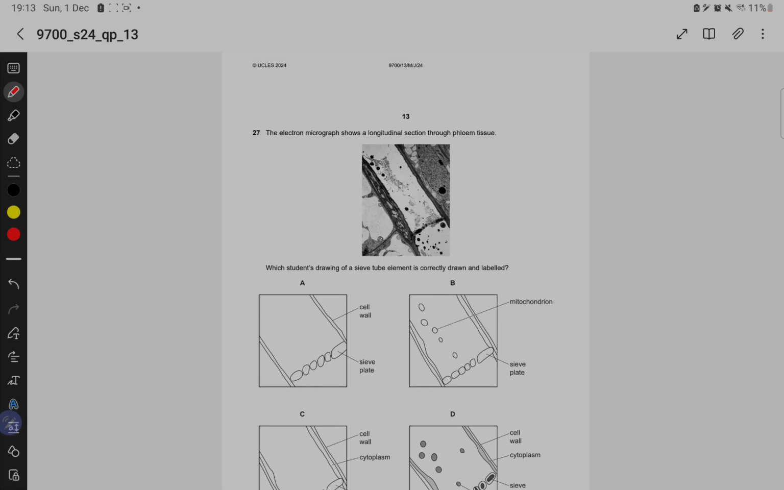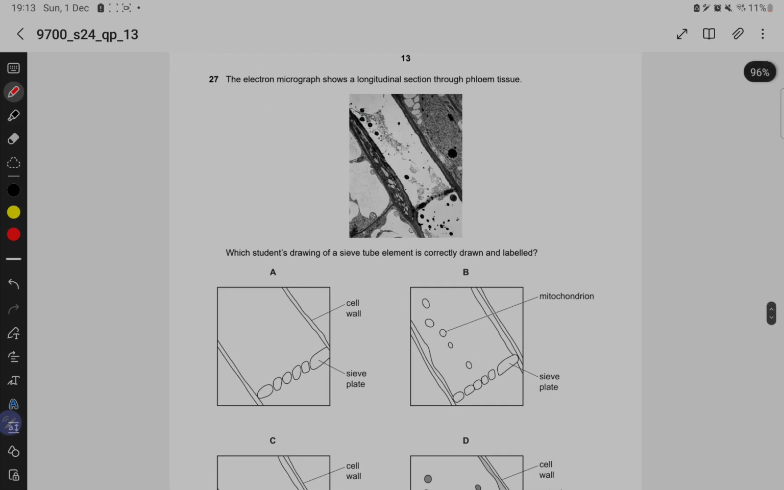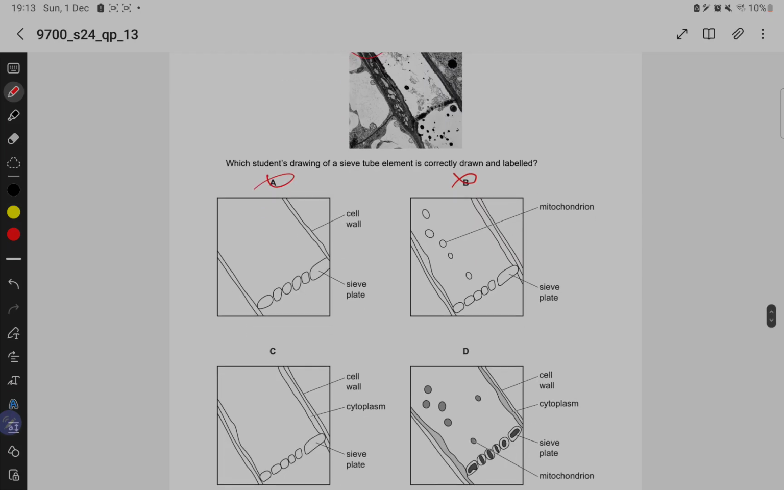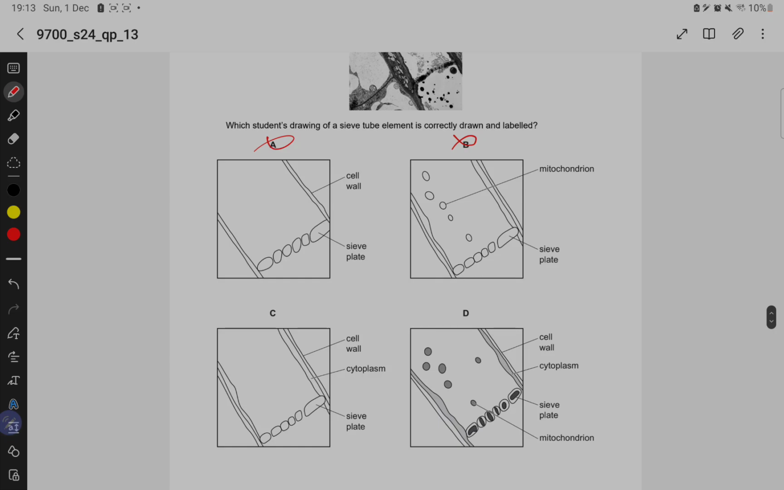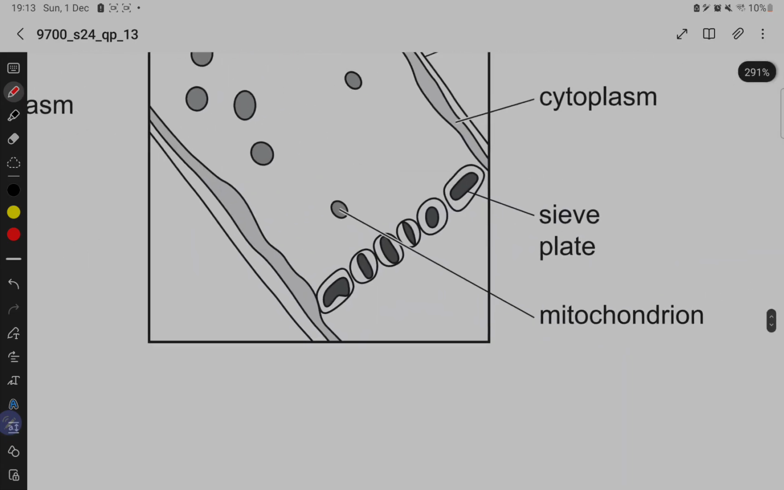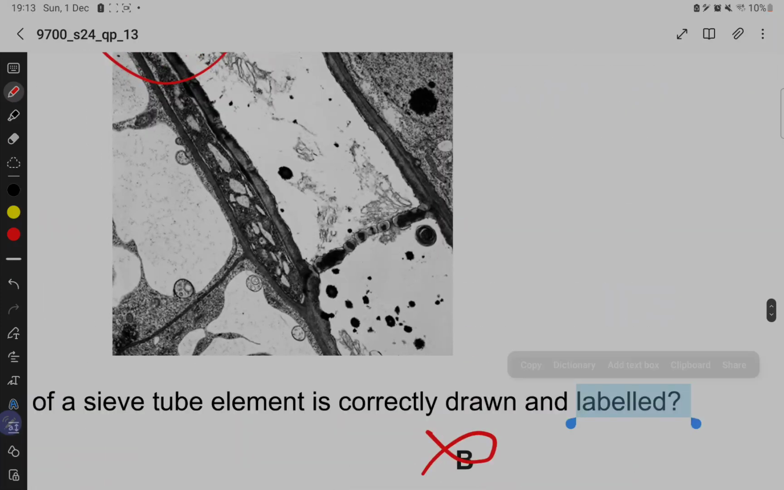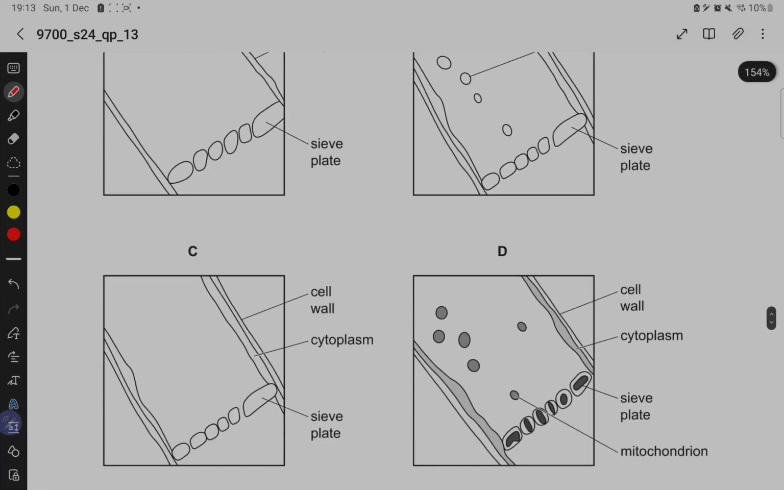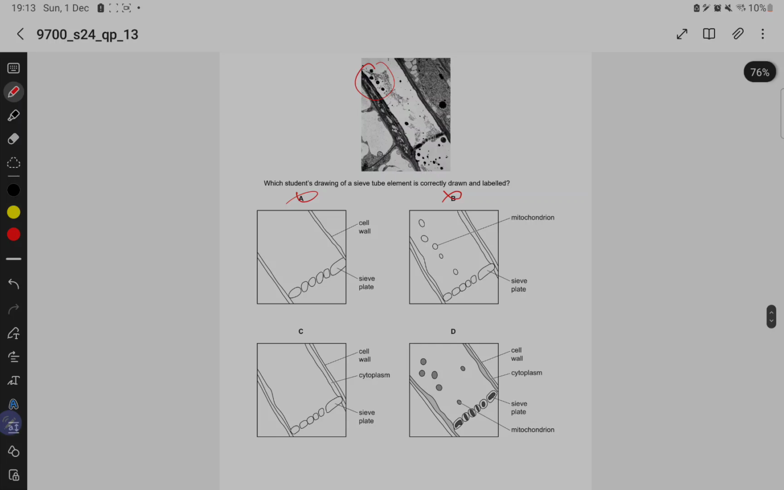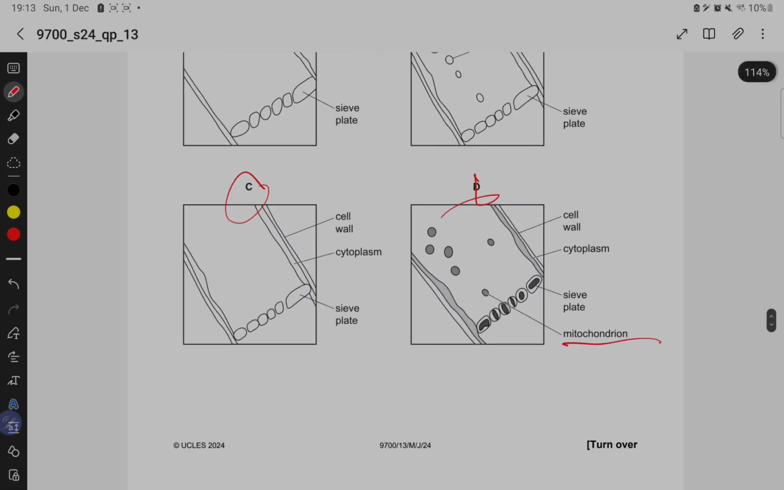Okay. These black things are not mitochondria, and A does not have that, so it's just wrong. And your sieve plates, yeah, okay. D is wrong, C is correct.